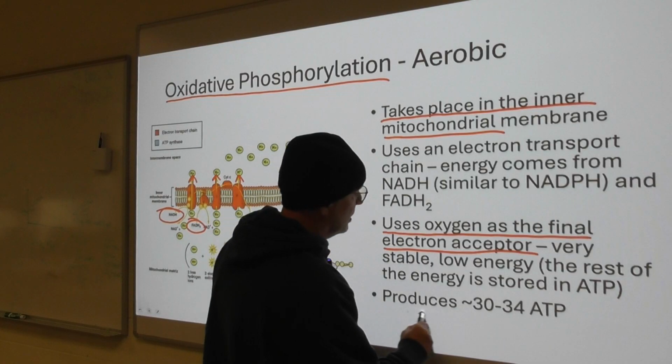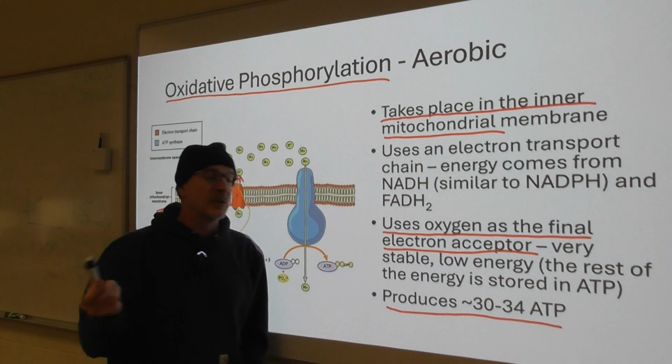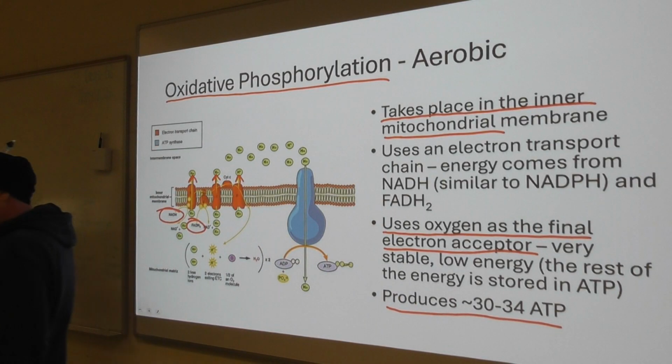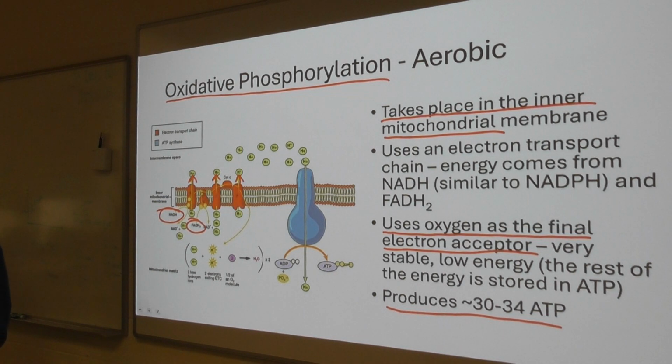So this produces somewhere between 30 and 34 ATP, and the reason that you get different numbers depending on who you look at and who you ask is because it's so complicated. You can look into it, it's fun. I do it whenever I teach this. I literally did it last night.